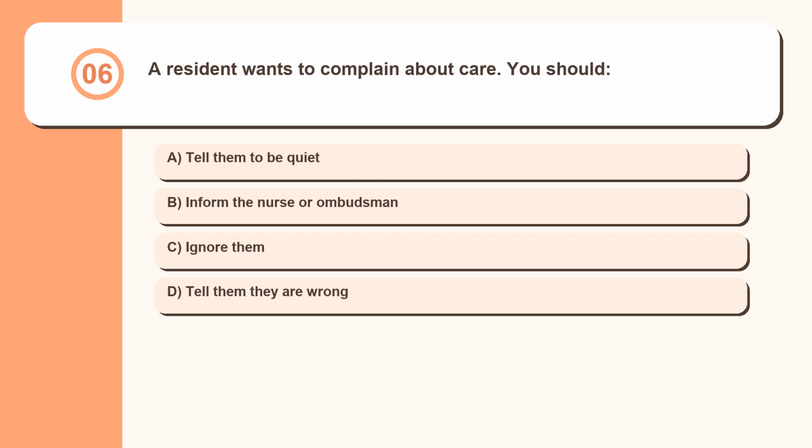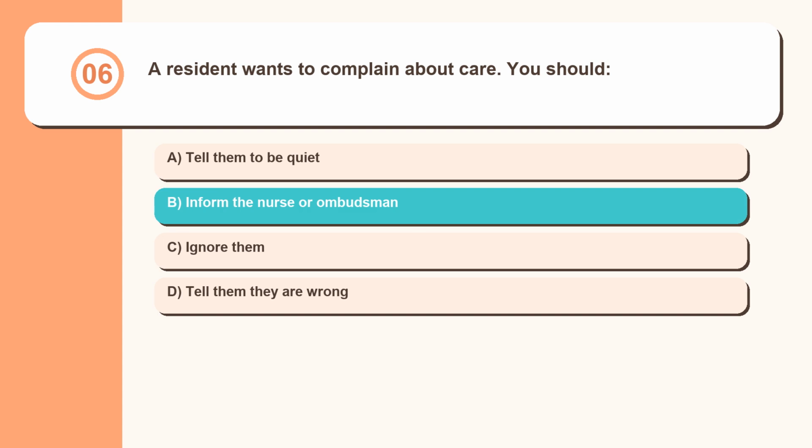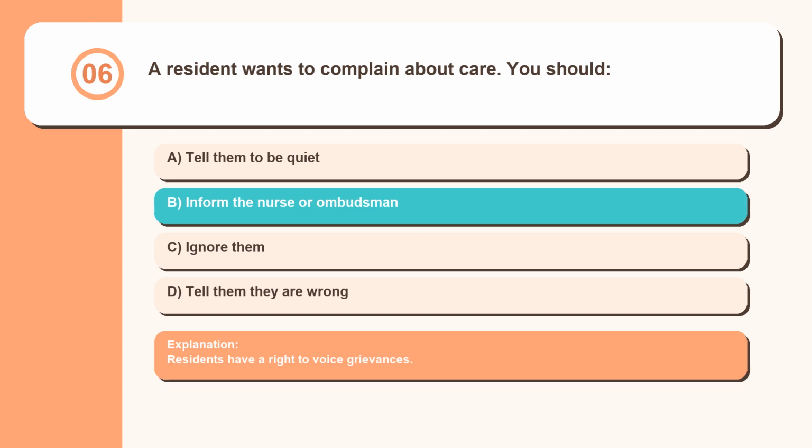Question 6. A resident wants to complain about care. You should tell them to be quiet. Inform the nurse or ombudsman. Ignore them. Tell them they are wrong. Residents have a right to voice grievances.